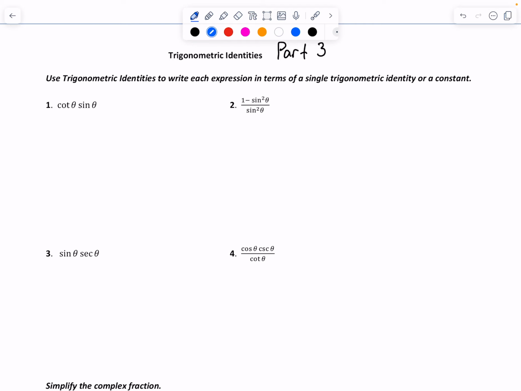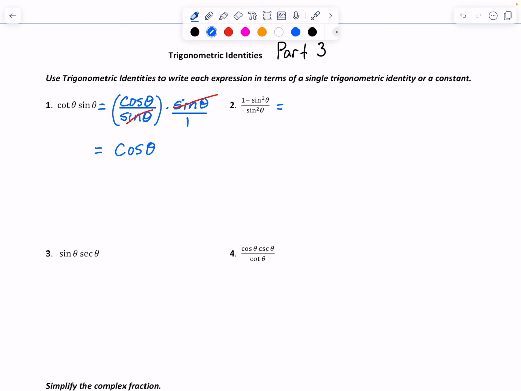All right, so problem 1. We're going to first change everything to sines and cosines. So this cotangent is actually cosine theta over sine theta. And that's going to be times sine theta. You could put it over 1 if you would like. And you can see that the sines are going to cancel, leaving us with cosine.